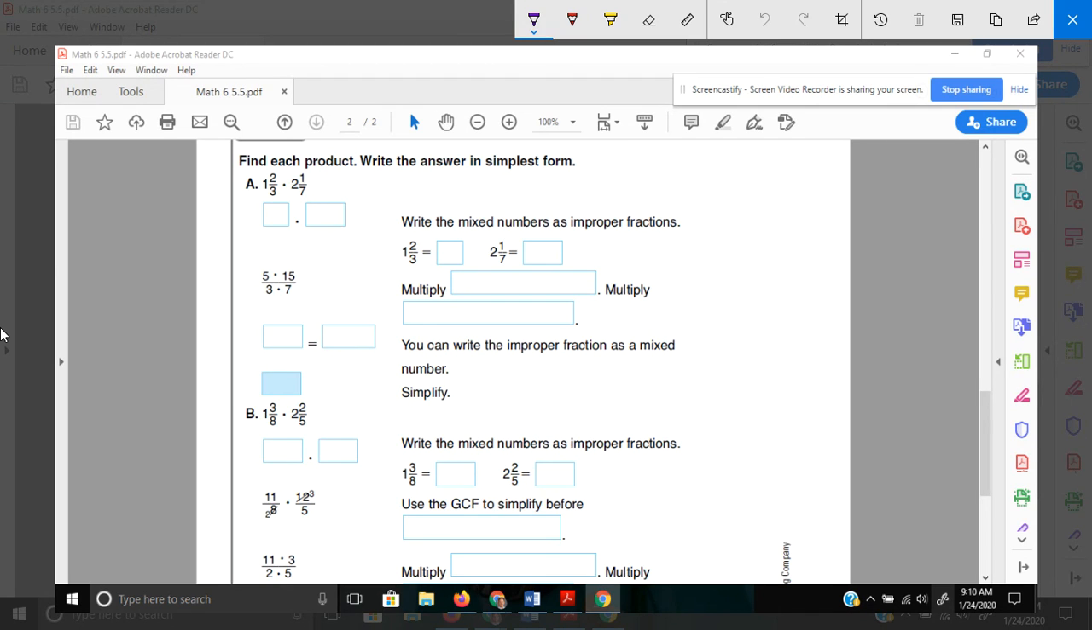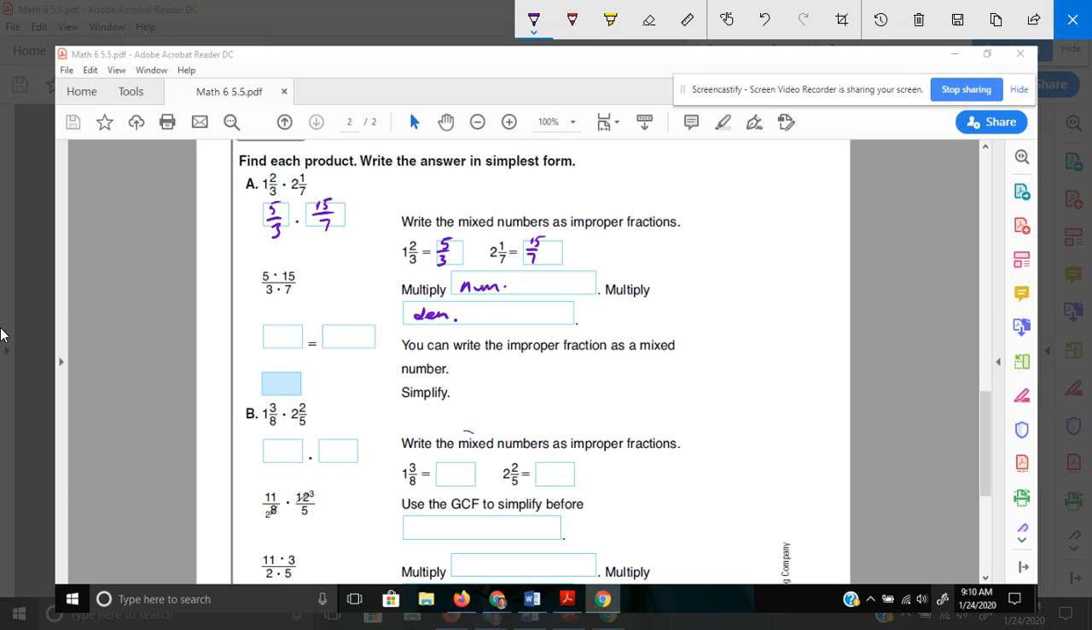1 times 3 is 3, plus 2 is 5. So 1 and 2/3 is the same as 5/3. 2 times 7 is 14, plus 1 is 15/7 here. So same as 5/3 times 15/7. And multiply our numerators and multiply our denominators. You might notice that you could simplify first here. They're not going to do it in this example. We'll do it in the next one, in letter B here.